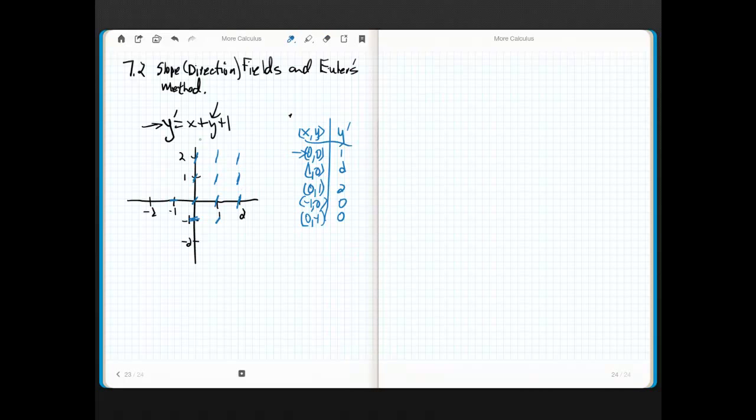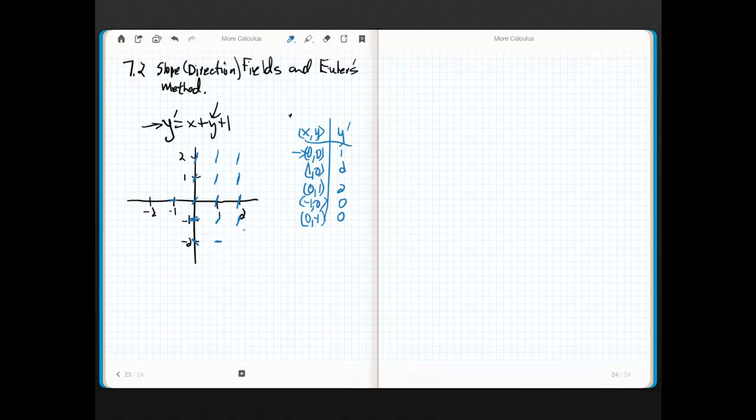2, -1. Well, 2 minus 1 is 1, plus 1 is 2. There's that guy right there. 0, -2. Well, 0 minus 2 plus 1. Ooh, that's a -1. Hey, that's new and different. That's novel, isn't it? How about 1, -2? Well, let's see. 1 minus 2 is -1, plus 1 is 0.